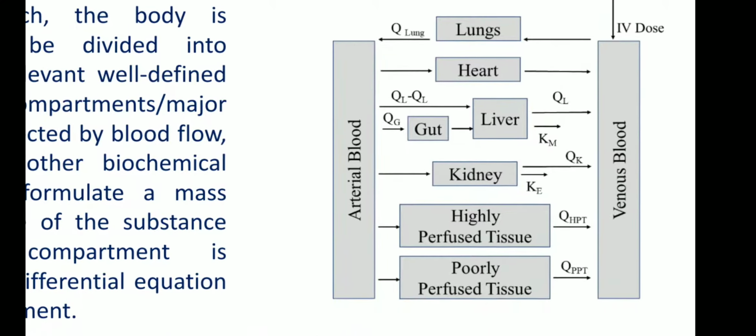Various constants like Q, Km and Ke are used to mathematically describe the pharmacokinetic processes. Q is the blood flow rate through the organ. For example, Q lungs, QL means Q liver, QG, QK, QHPT and QPPT. While Km is the rate constant for hepatic elimination, and Ke is the rate constant for urinary excretion.